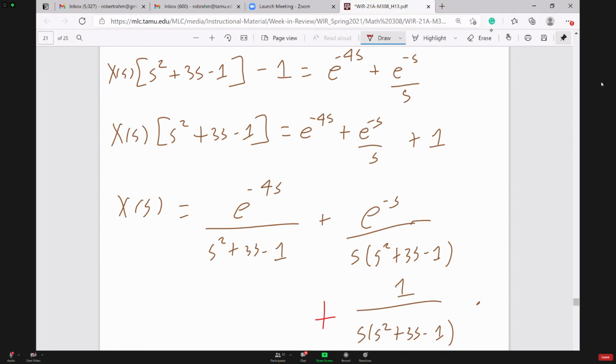There's no next step after that, right? This is the solution. Yeah, this is the Laplace transform of the solution to the differential equation. If you wanted to know the solution to the differential equation, we would now have to find the inverse Laplace transform, but that's not what we asked.